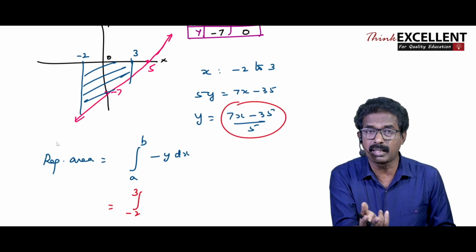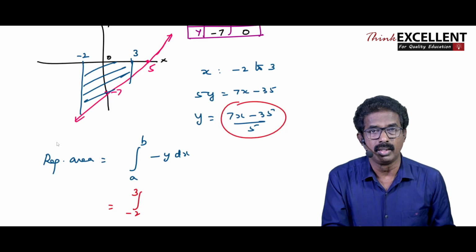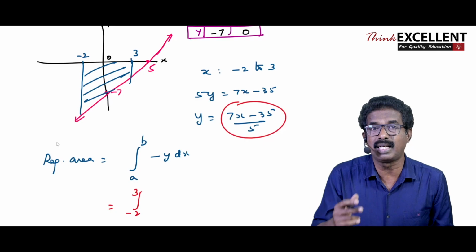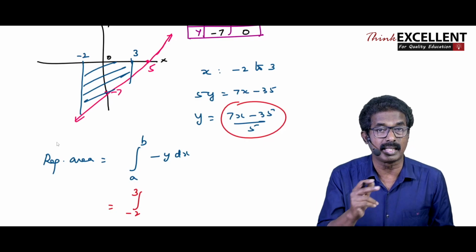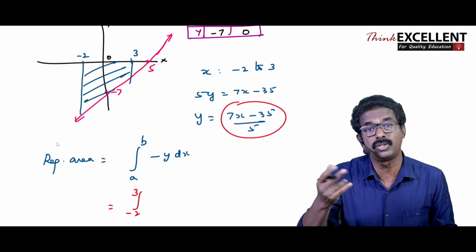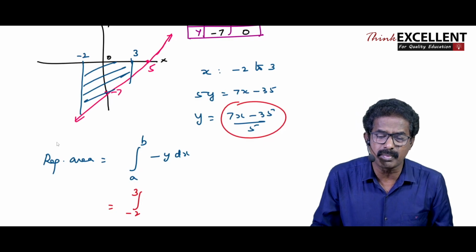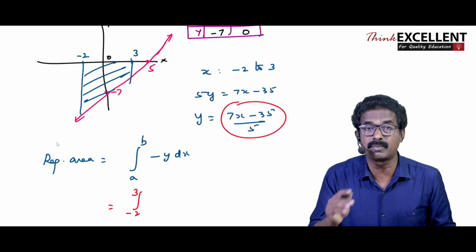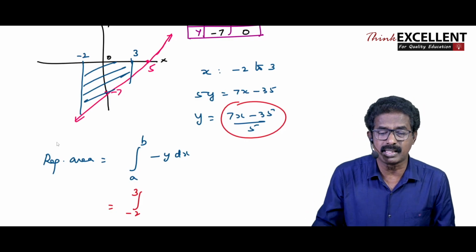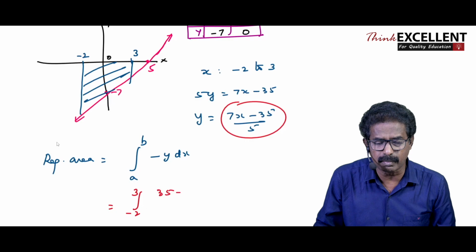Minus y means either you put that minus outside and write y as it is, or you can adjust that minus with the limit. In properties of integration, the integral from a to b can be written as minus the integral from b to a. You can change like that. Here, since we have a minus, we multiply y by minus. Then what happens? 7x minus 35 becomes 35 minus 7x, right? (35 minus 7x) by 5 of dx.